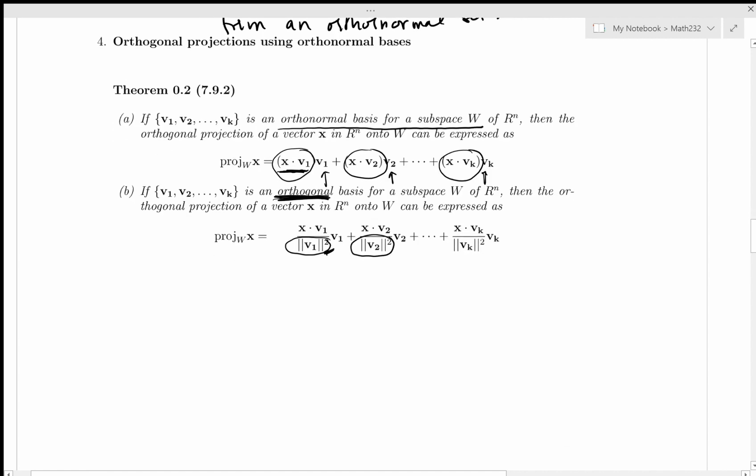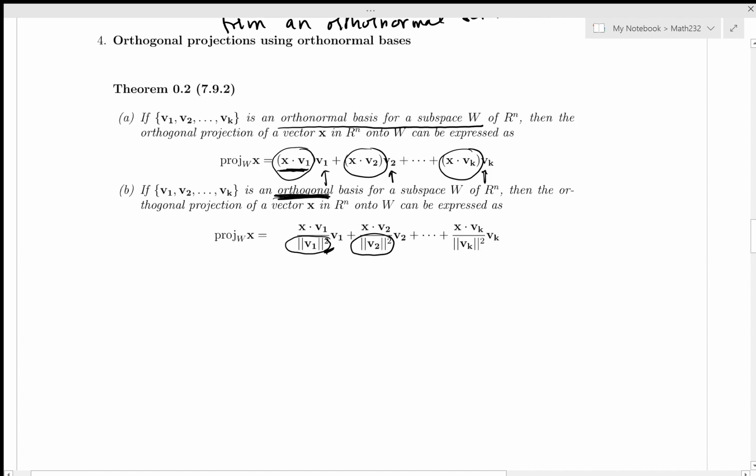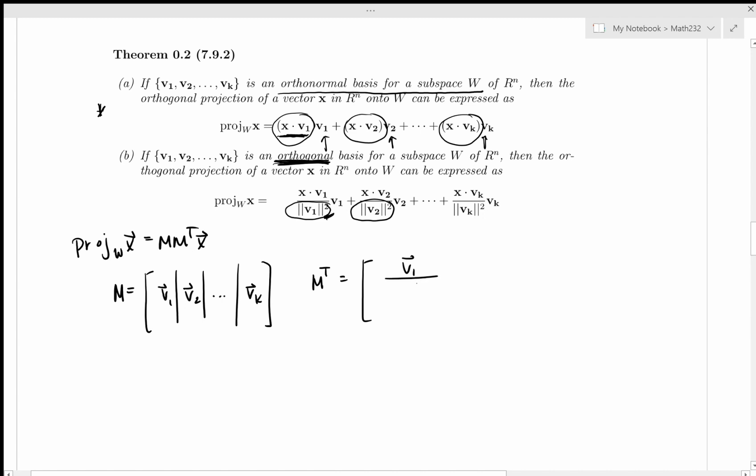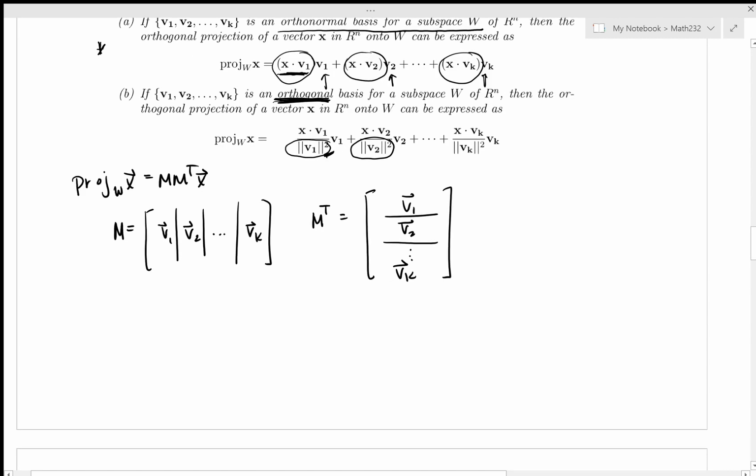Okay, how do we see that this is the case? Well, let's take a look at how we already know that we can project this way, as M M transpose x. For the first one, when we're looking at an orthonormal basis, the vectors that form the columns of M are the orthonormal basis for W. We will write M as these columns, v1, v2, down to vk. And then, of course, M transpose is those things as rows.